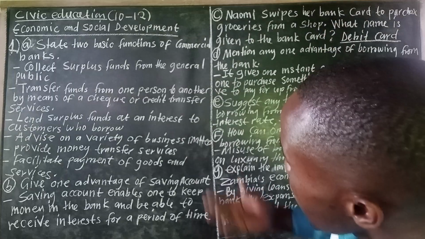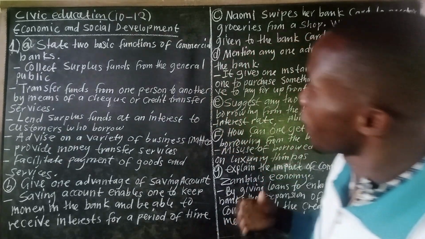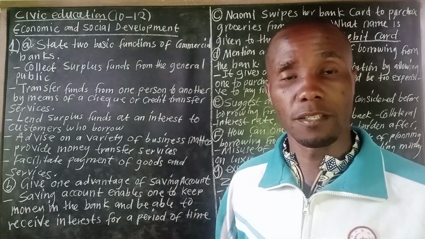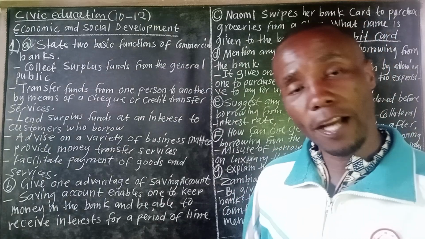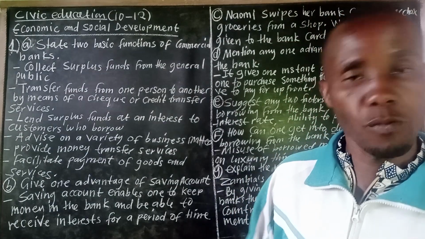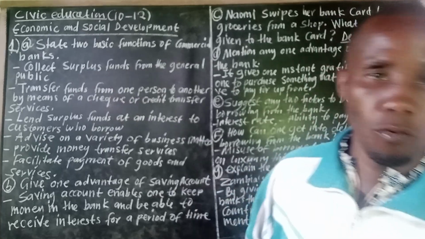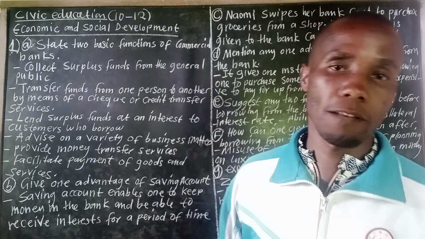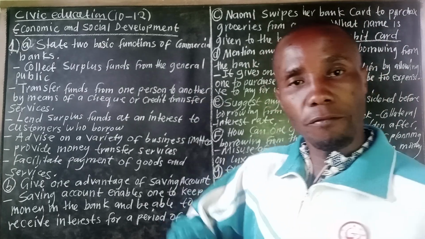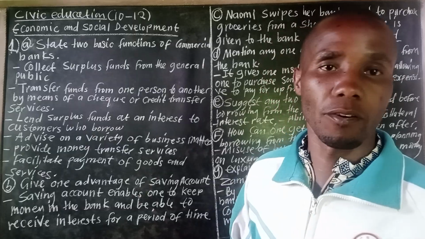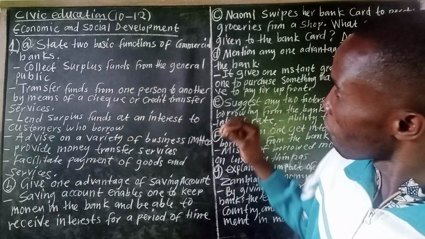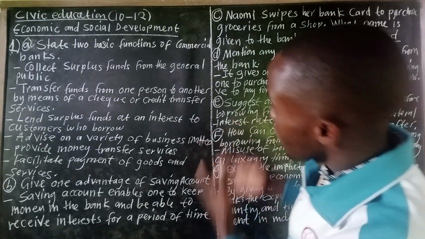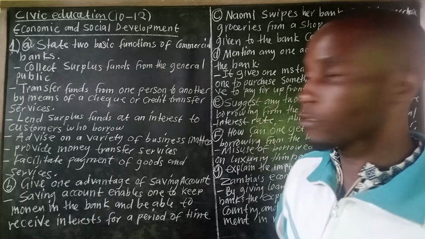Then the other point is transfer funds from one person to another by means of check or credit transfer services. So that is also its function, to transfer money. Because without a bank, you cannot transfer money from a person maybe who is in Zimbabwe while you are in Zambia. For you to transfer that particular money, you should have money in the bank, so that the bank can perform that transaction on your behalf. So that is its job, to transfer funds from one person to another.